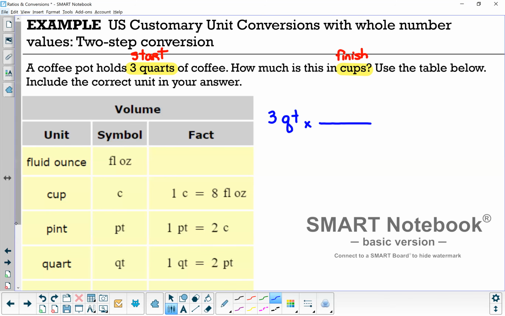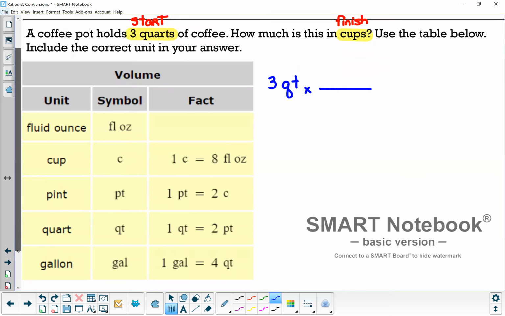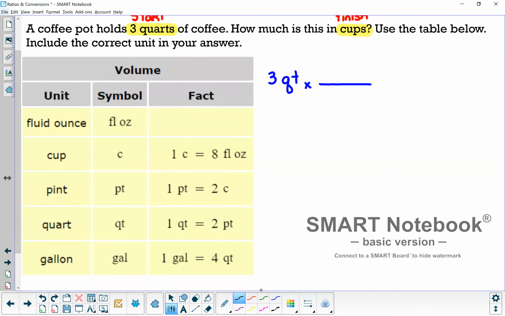If we look at our table below, we have 1 quart equal to 2 pints. We also have 4 quarts equal to 1 gallon. Now, the direction we're going in is from quarts to cups. We want to go smaller. So we're not going to use the 1 gallon equal to 4 quarts because that's going bigger. That's going towards gallons, and we want to go towards cups.